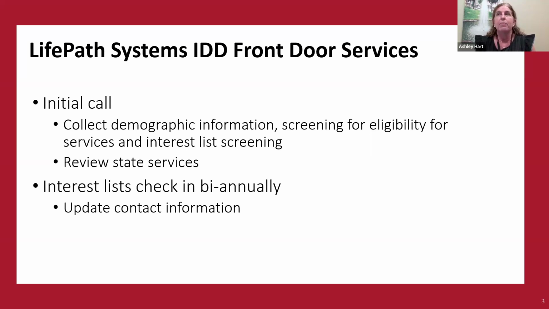At that time, we're going to collect some demographic information. We're going to do some screening for eligibility for services, and interest list screening. You will hear me talk about the interest list, and we'll get into more detail about those as we go along. But the interest list is HCS and Texas Home Living. Those are the ones that LifePath works with or oversees. And then there's a few others, CLASS and MDCP.